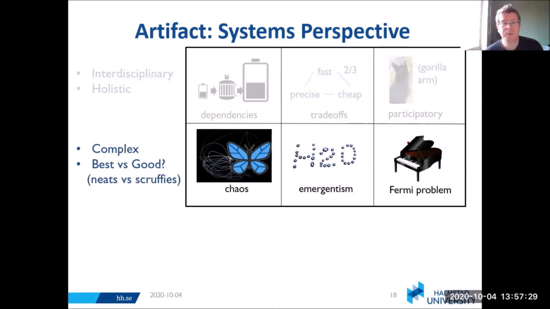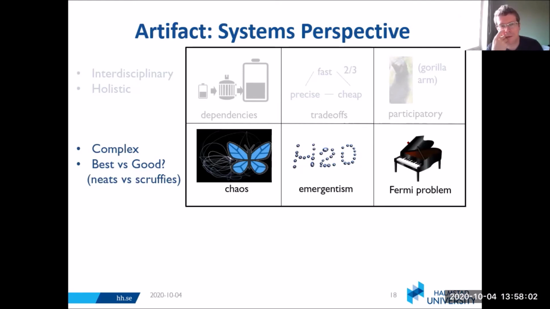Systems can be very complicated. We have these chaos effects, right? Where the butterfly flaps its wings and something changes on the other side of the planet type of thing. Emergentism, we have sort of unpredicted effects that emerge when we combine different things. So for example, hydrogen and oxygen are gases at room temperature, but when we combine them, we don't get a gas, we get a liquid at room temperature.